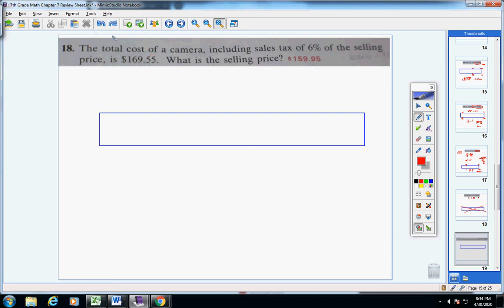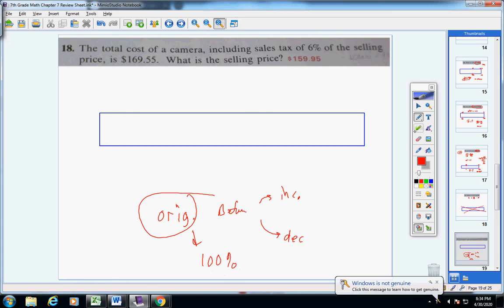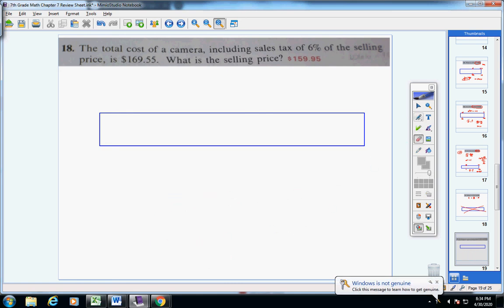Instead, here's what I've always told you guys. The original number, right, before there's been an increase or before there's been a decrease, the original number is always your what? 100%. So we had an increase of 6%. Guys, the original cost before you had a 6% increase of tax is your 100%. And that's how I teach it, okay?